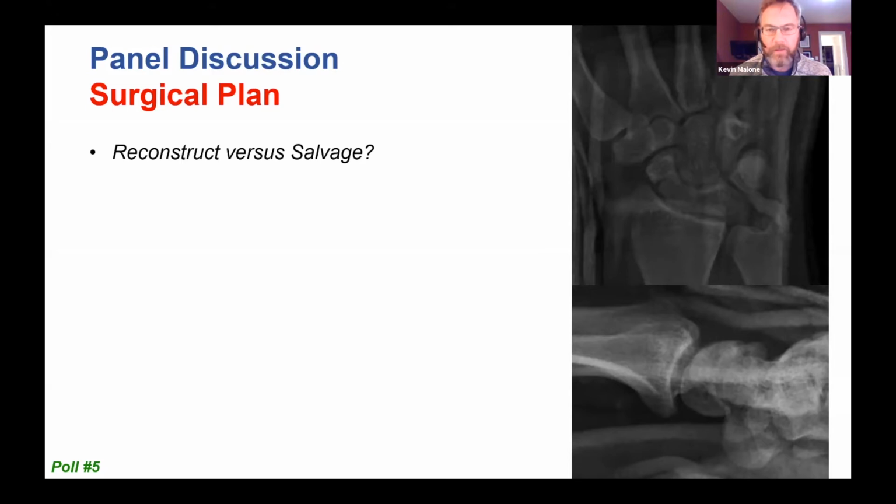Oftentimes, we would expect the scapholunate ligament to be intact with this scaphoid fracture, but there can be situations where the scapholunate ligament is also injured. So you want to evaluate that and repair, reinforce if needed.